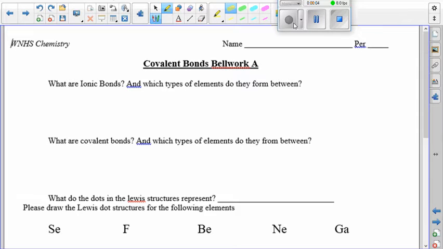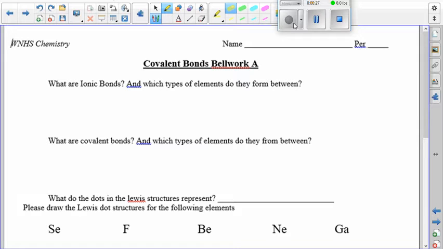I believe it's page 5 in your packet. Let me see if that's correct. It is correct. Nice. So covalent bonds, Bellwork. This is picking up where we left off on Friday. Now, the first few questions are a little bit lower hanging fruit. They're not too bad. And they're also positively fair game on your quiz this week.